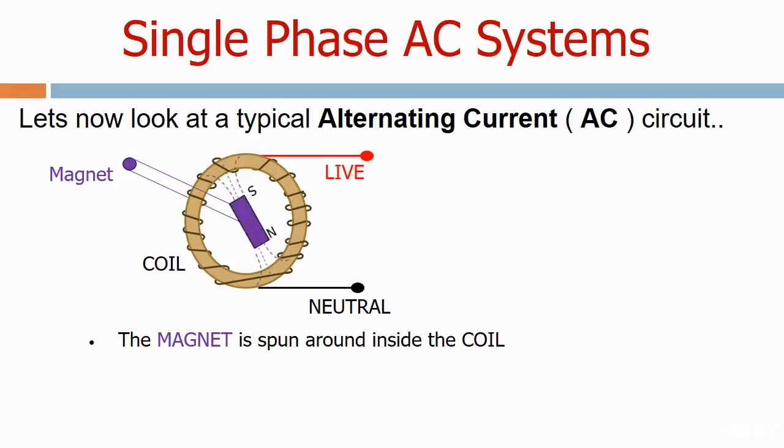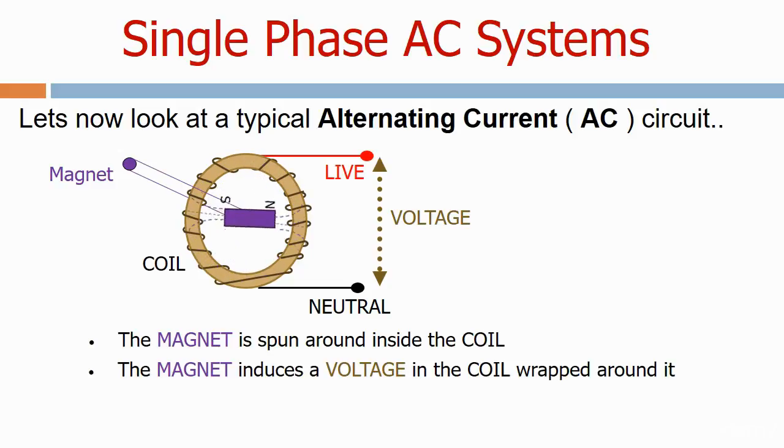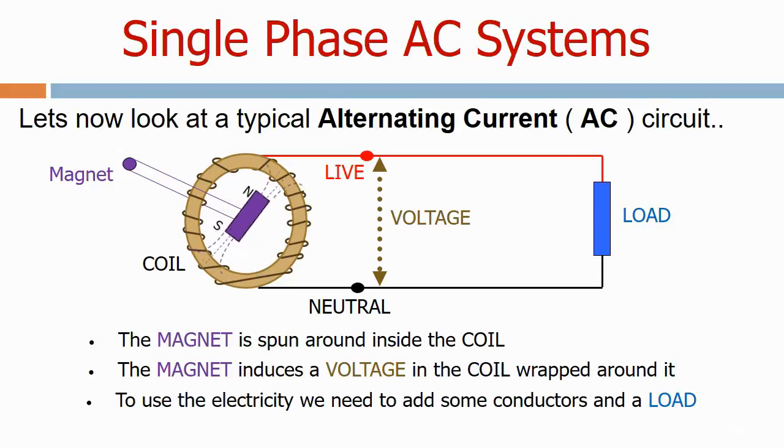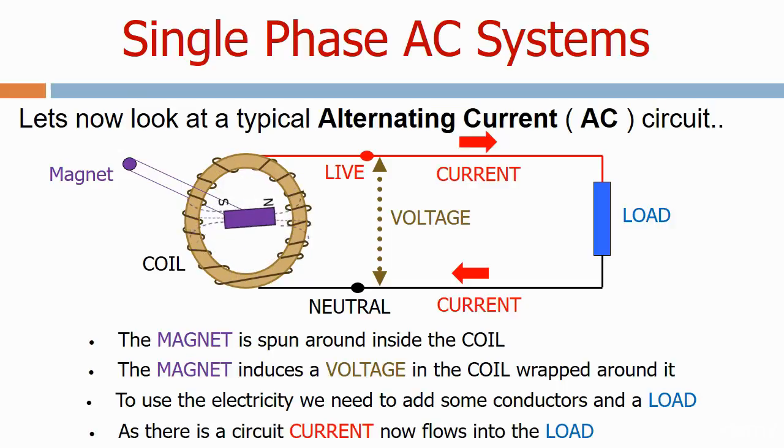Firstly, the magnet is spun around inside the coil. The magnet induces a voltage in the coil wrapped around it. As soon as that happens, a voltage will appear at the terminals. To use the electricity, we need to add some conductors and a load. As soon as we have a circuit, current will flow. It flows from the live through the load and back through the neutral.